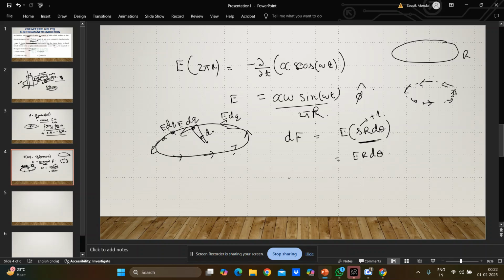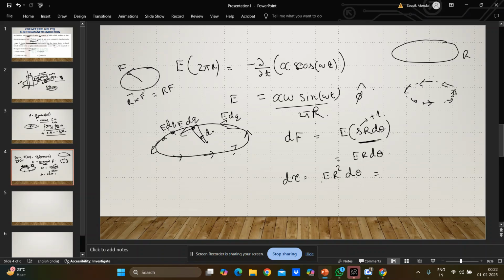So what is the small torque d tau? Suppose there is a rim and you are applying some force F on the rim. What is the magnitude of torque? Torque is simply r cross F, and r and F are perpendicular. F is tangential, r is radial, so it is simply r F sine 90. So d tau is E into r d theta into r, so E r squared d theta.